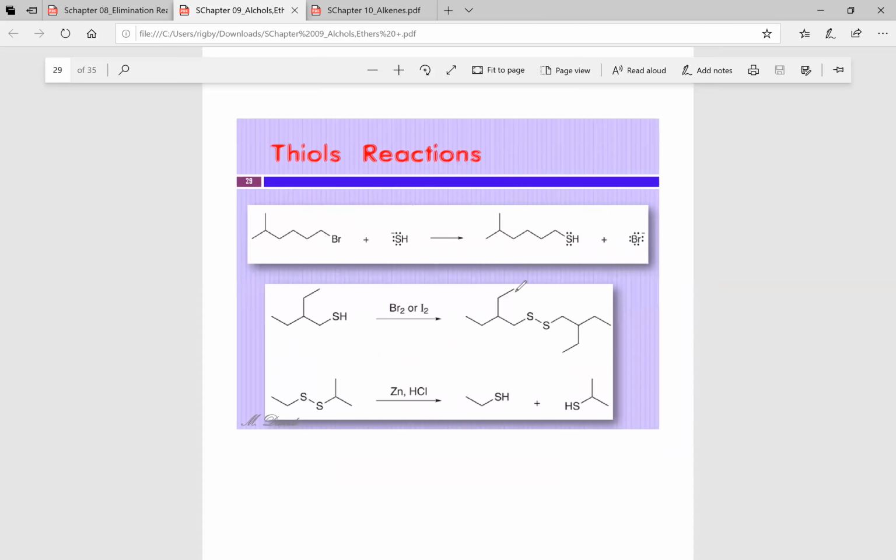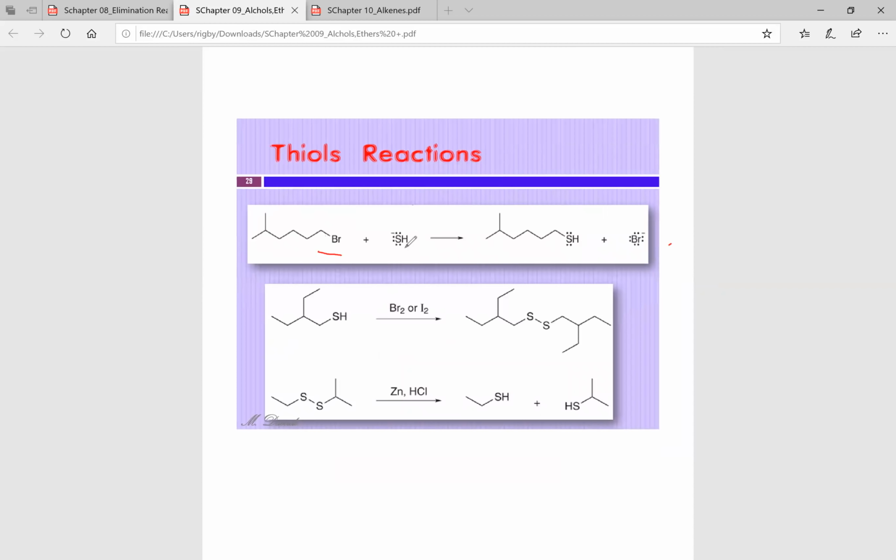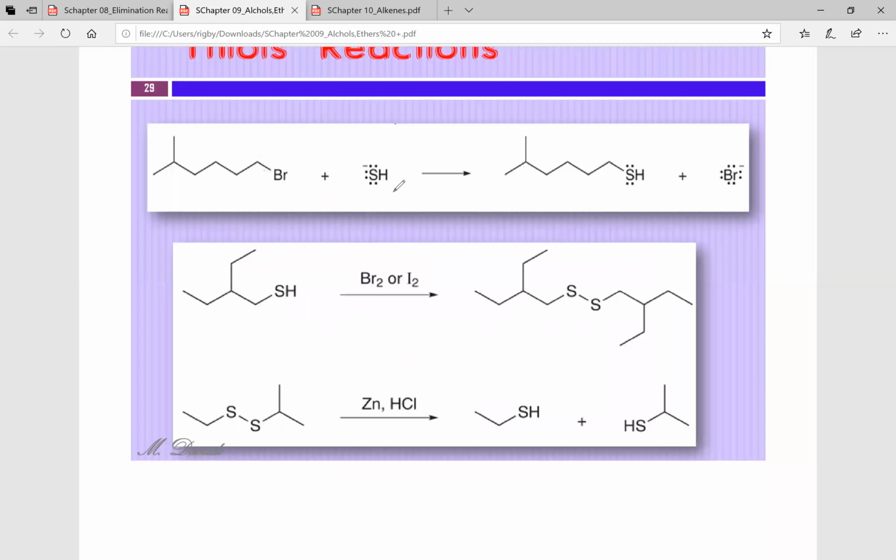Okay? So we can see thiols go through much of the same reactions as alcohols. To make a thiol, we just do an SN2 reaction with an alkyl halide and an SH group instead of an OH group. And something interesting about thiols is we can make something called a disulfide bridge, which happens because we take away these hydrogens using bromine or iodine, and then two equivalents of those substrates come together to make this new bond right here.